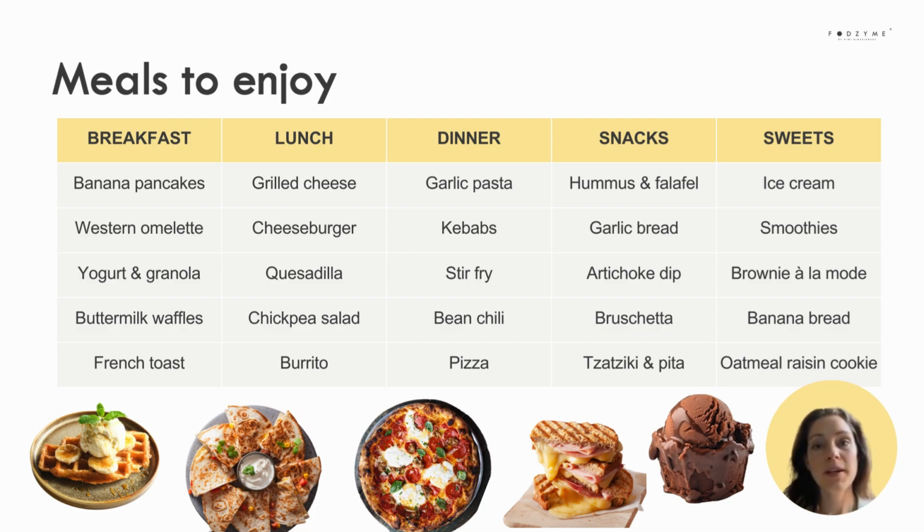With FODZYME, patients can enjoy high FODMAP meals like these. From a classic grilled cheese to pizza and garlic bread, FODZYME really opens up so many more options so that they can really have the food that they're craving. Plus, since many FODMAPs are in plant-based, high-fiber foods, FODZYME allows patients to build a more balanced diet by adding in foods like beans, legumes, whole grains, and more fruits and veggies.